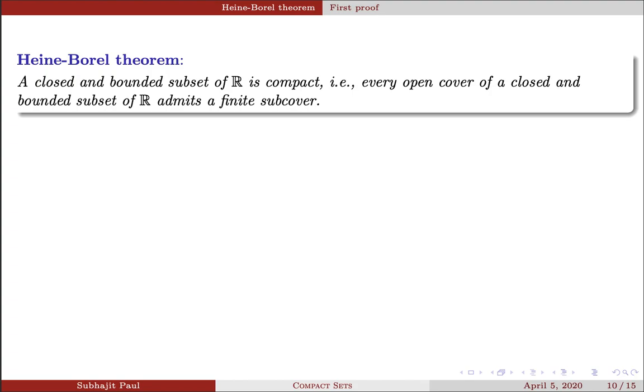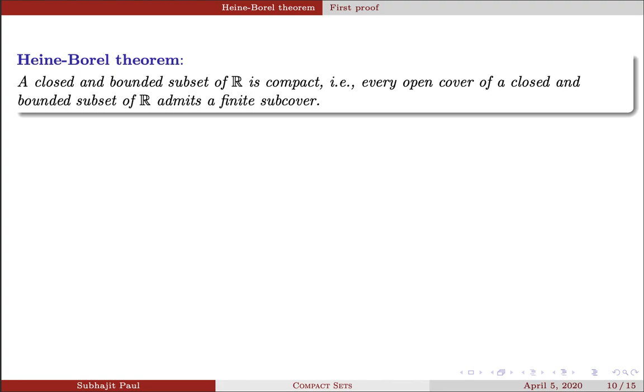Let me tell you that the Heine-Borel theorem is true for R^n as well. The proof we are going to learn today cannot be extended to higher dimensions, whereas the other proof we learned the other day can easily be extended into higher dimensions. Okay, so let us see the proof.